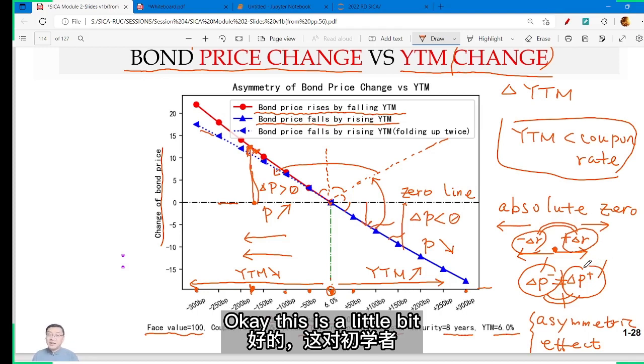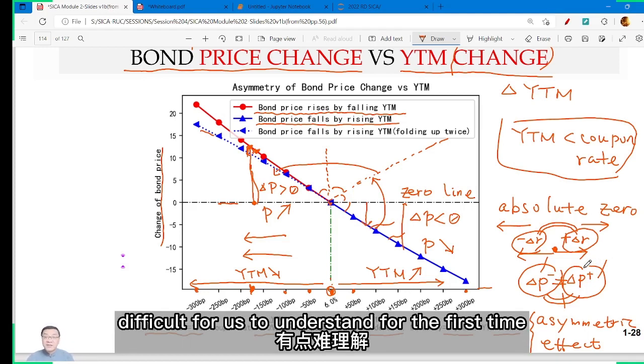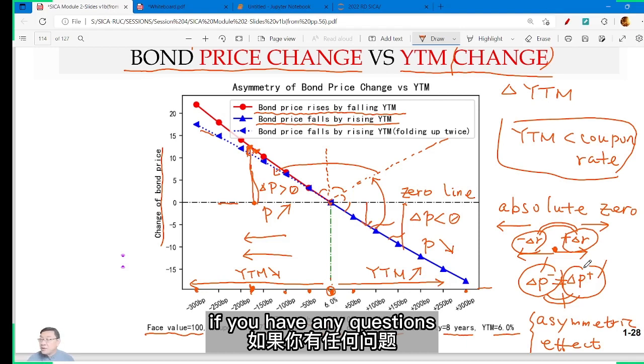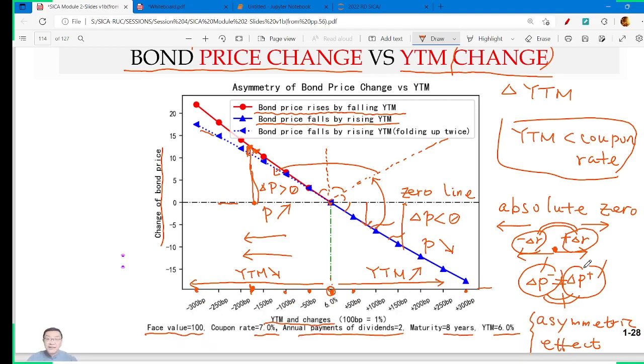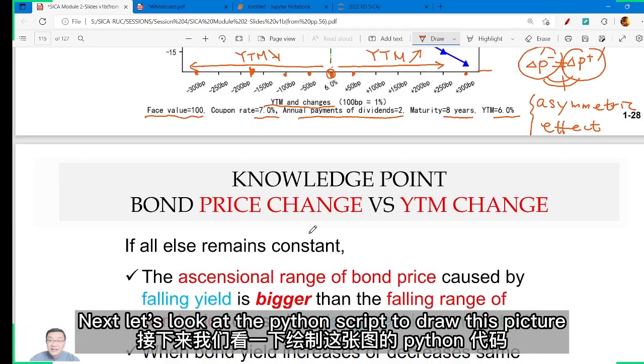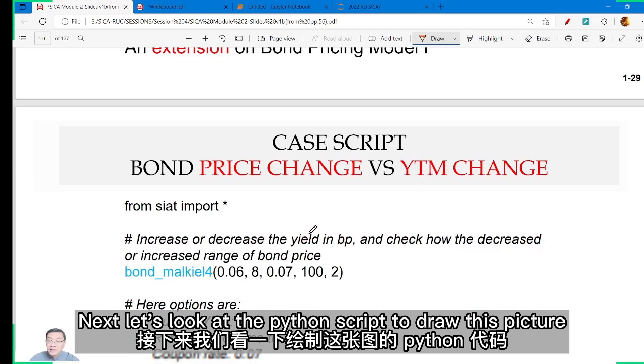Okay, this is a little bit difficult for us to understand for the first time. If you have any questions, you are welcome to propose your question in our course WeChat group. Okay. Next, let's look at the Python script to draw this picture.